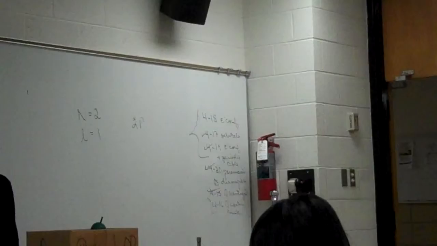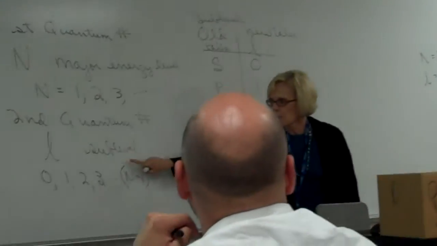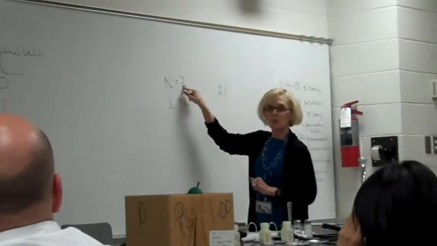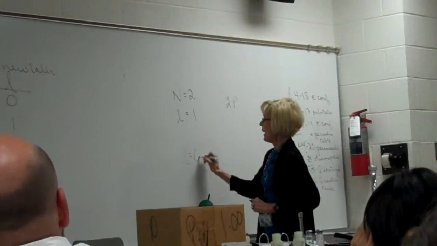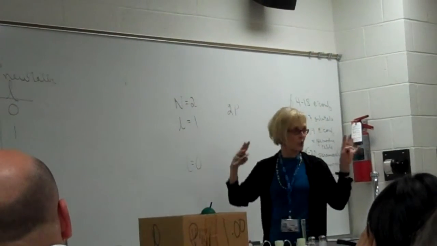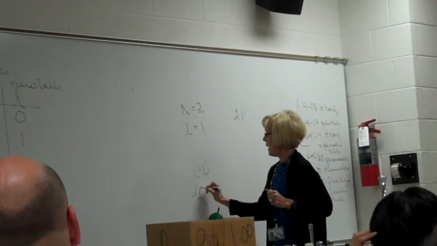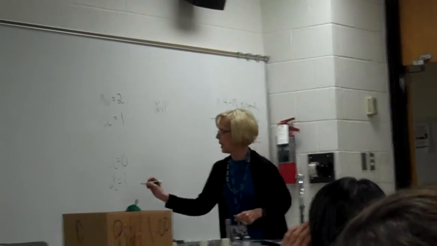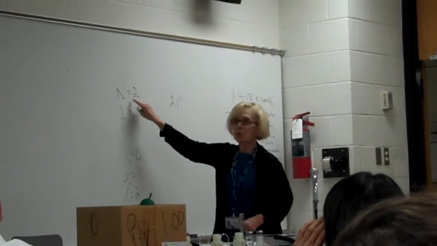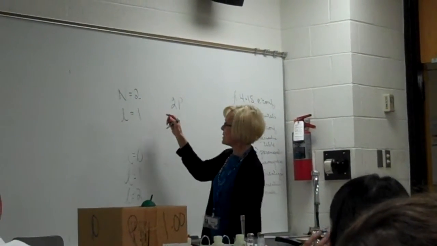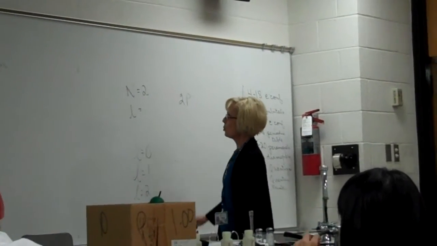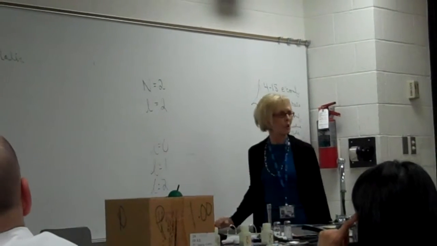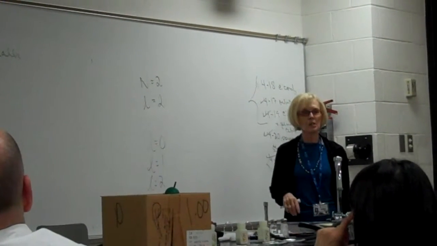What about this crazy math stuff? What are the allowable values? 0 up through n minus 1. Okay, if n is 2, L can be 0, can't it? Because you have a 2s sublevel. L can be 1, because a 2p sublevel exists. Can L be 2 here? No, because if I said n is 2, L is 2, what does that translate as? 2d, and it doesn't exist.